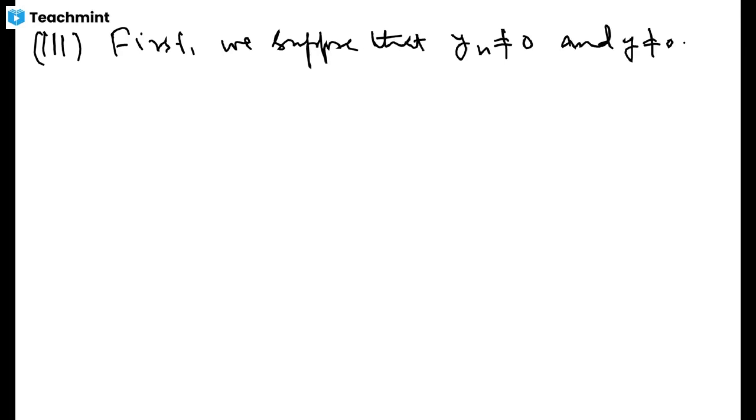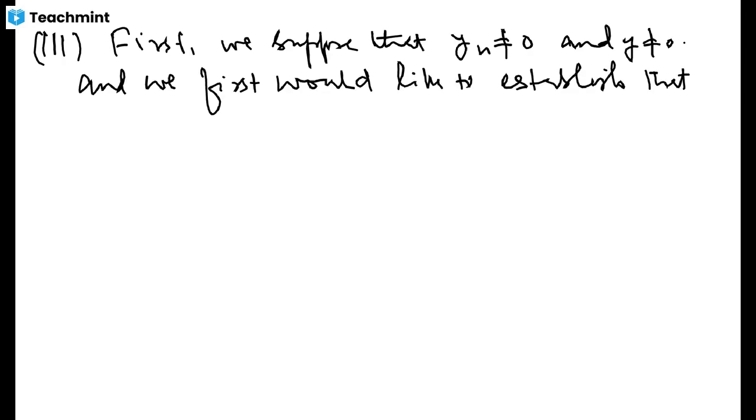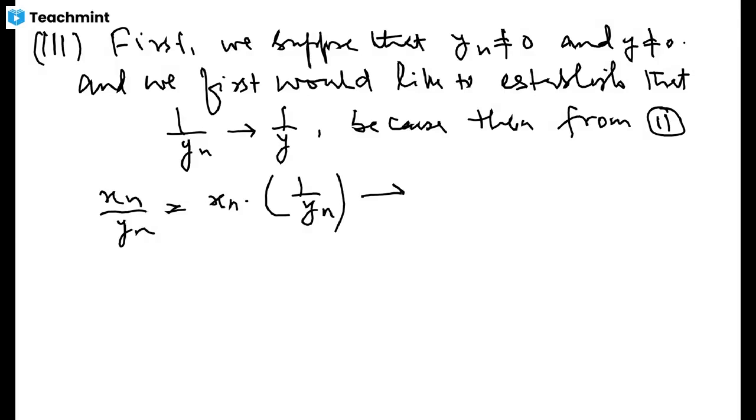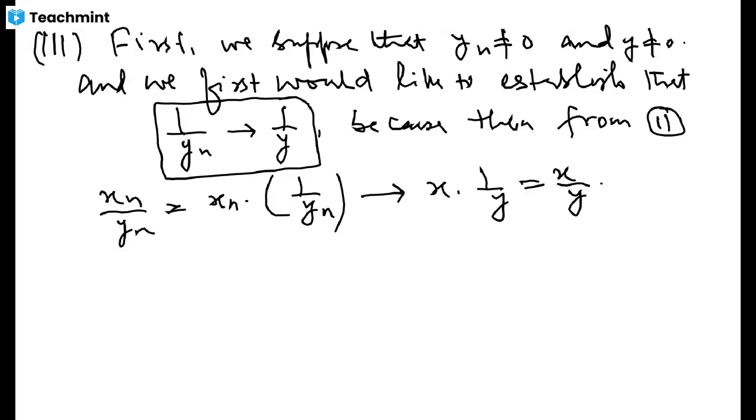And first we would like to establish that the reciprocal of this sequence converges to the reciprocal of its limit. Because then from the second part that we just proved, the product of sequences, xn over yn can be considered as a product of xn into 1 upon yn, and it will be converging to x into 1 upon y, that is equal to x upon y. That is why we will only prove in this case that the reciprocal of a sequence converges to the reciprocal of the limit.